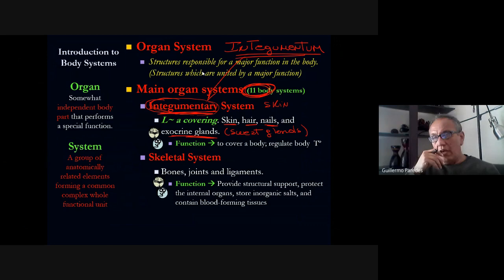What you need to have in your mind is that the integumentary system is the skin and other phanera: the skin, the nails, the hair, all that surface covering the body. The skeletal system is going to be bones, joints, and ligaments, okay? Can you imagine you without bones? We would be like amoebas, right? Just two eyes trying to crawl somewhere.